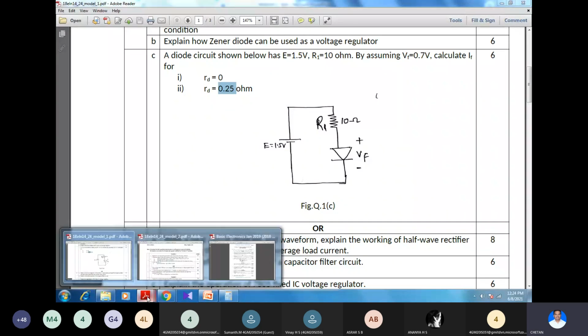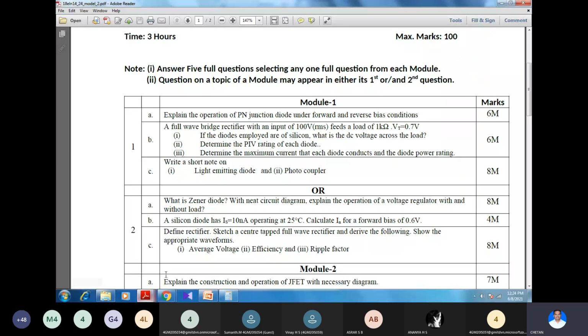This is one more model paper. Here we have a question. A full wave bridge rectifier with an input of 100 volt RMS feeds a load of 1 kilo ohm, where VT equals 0.7 volt. What you have to find out is the first one: if the diodes employed are of silicon, what is the DC voltage across the load? That is VDC, we have to find out.